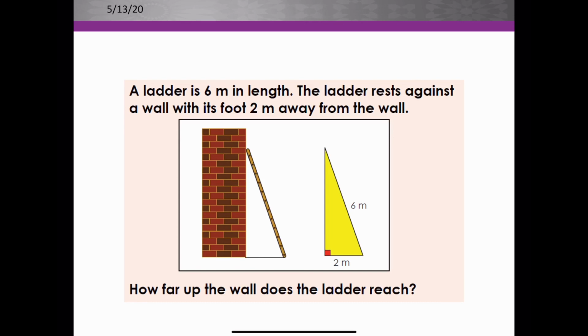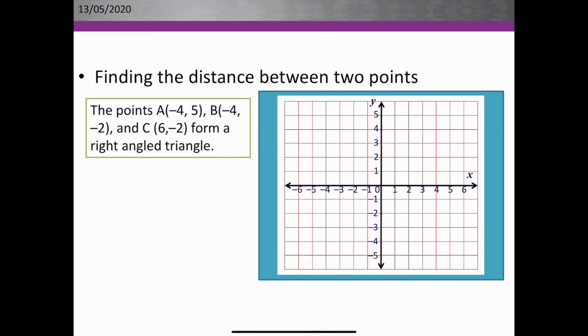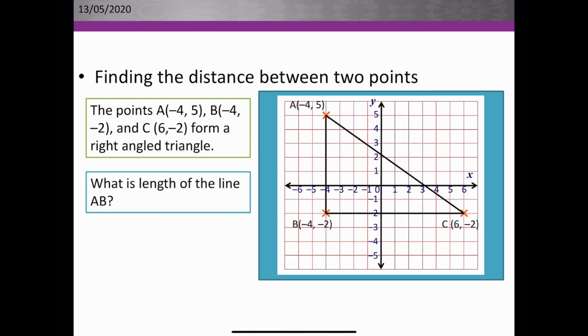How far does the ladder reach? The ladder is 6 meters in length. The ladder rests against a wall which is 2 meters away from it. So how far again? So simply again, square root 36 take away 4. Square root 32. 16 times 2. 4 root 2.